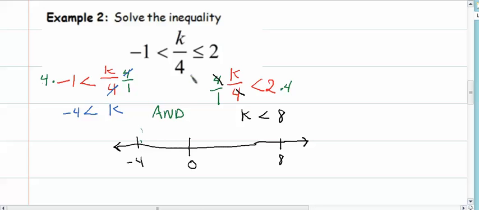We're going to make an open circle because there's no line under it. And then I'm going to read it. K is bigger than, so all the numbers that are bigger than -4, they go this way.